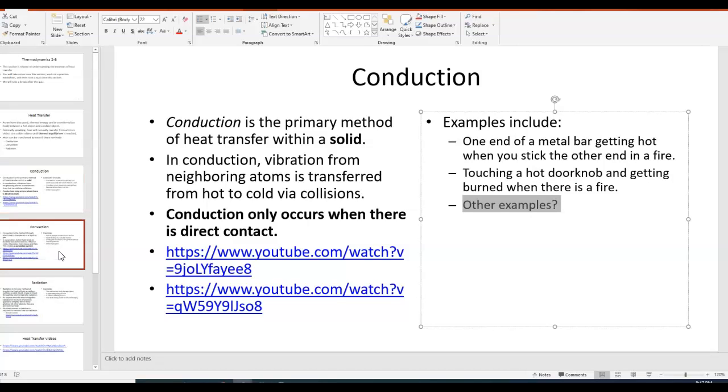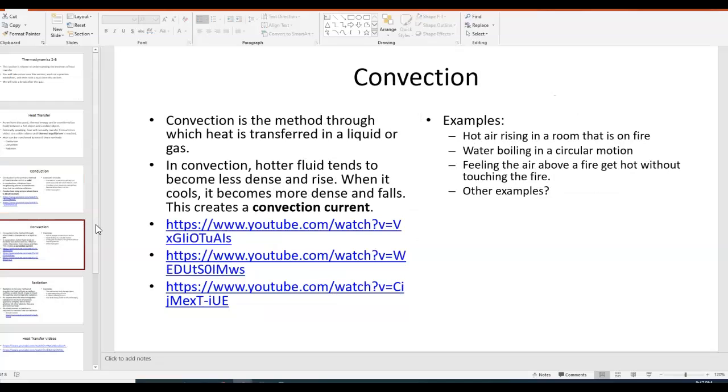Okay, so what about convection? Well, convection is the method of heat transfer which involves a liquid or a gas, and basically convection involves the transfer of heat due to density. And so what happens is if you take a fluid like a liquid or a gas, let's imagine the air, when you heat it up, it expands, and so it rises. Okay, and then as it goes up into the air, it cools down, it becomes more dense, and then it falls, and you get what's called a convection current.